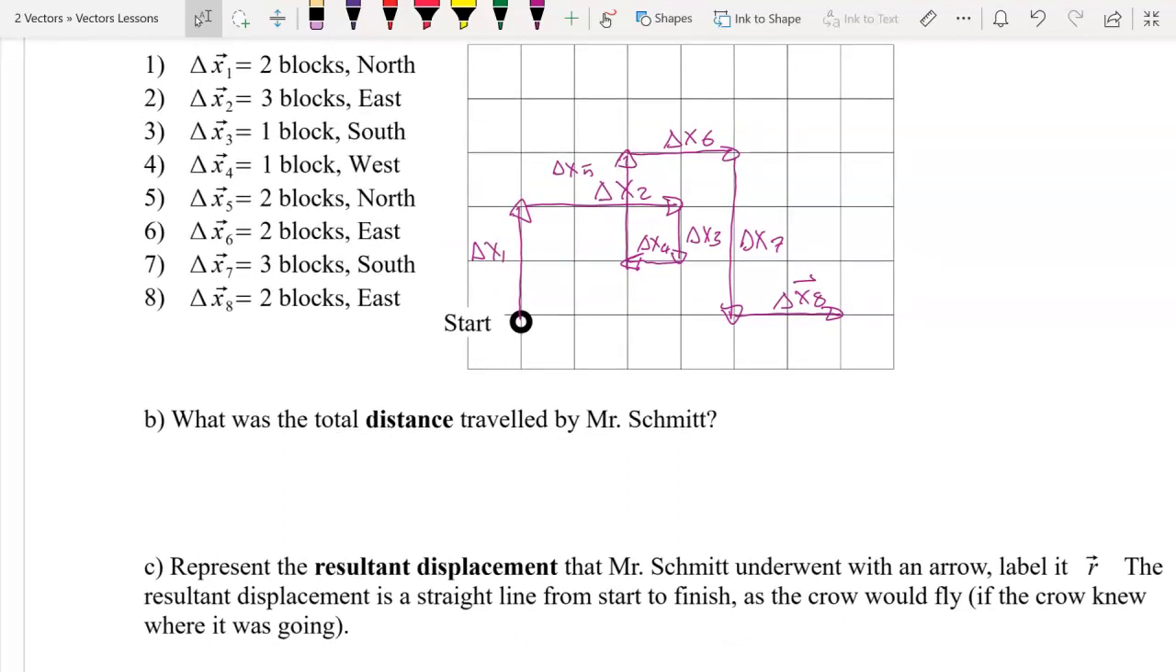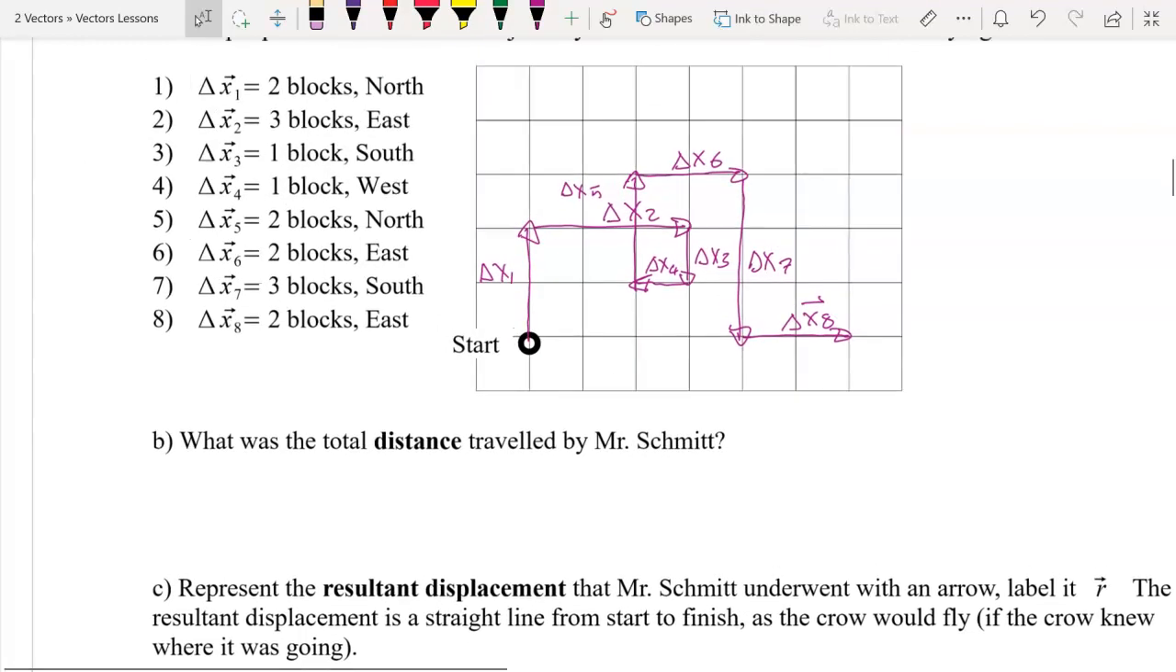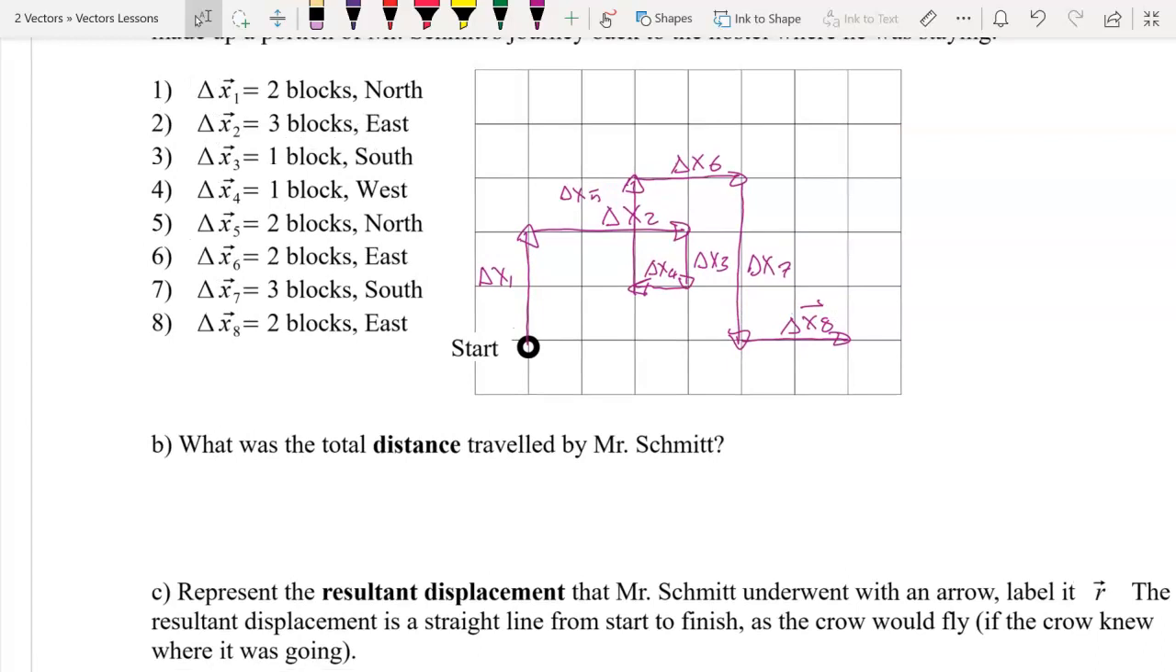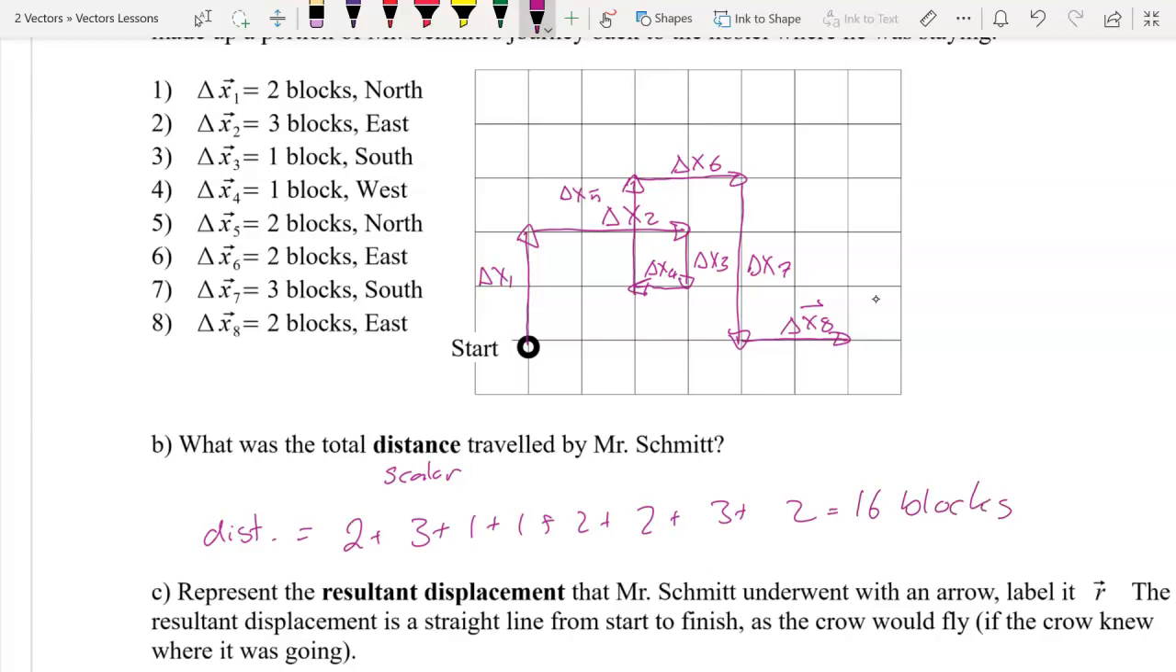Now the next question is, what is the distance? What distance did I travel? Well, distance is a scalar, and we're familiar with scalar addition, so it's just 2 plus 3 plus 1 plus 1 plus 2 plus 2 plus 3 plus 2, and you get 2, 5, 6, 7, 9, 11, 14, 16 blocks. So I walked 16 blocks that day.